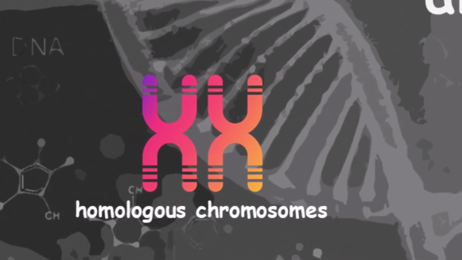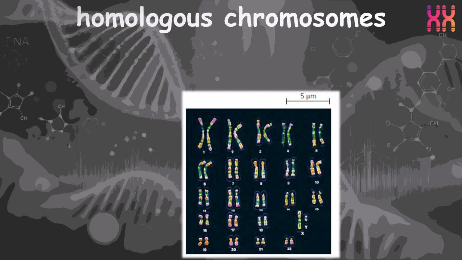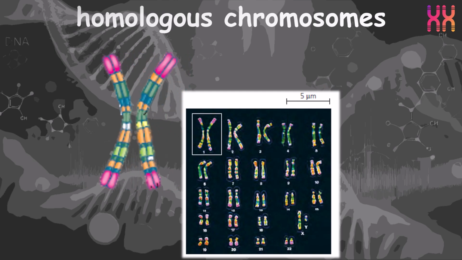Homologous chromosomes. This is a karyogram which shows the 23 pairs of human chromosomes. If we take a pair and zoom in, you will see that each chromosome consists of a pair of sister chromatids. You do not need to be too bothered by this term, but it is good to know that both sister chromatids that make up one chromosome are identical. One is a duplicate of the other. This ensures that when a cell divides for growth, the resulting cells will receive identical genetic material.